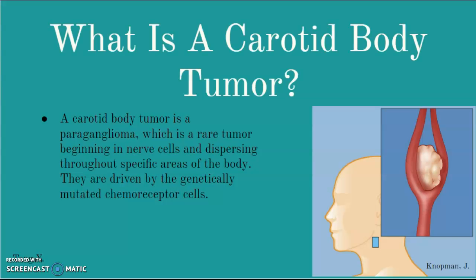So what exactly is a carotid body tumor? These carotid body tumors are paraganglioma, which is a rare, usually benign tumor that begins in the nerve cells and disperses throughout specific areas of the body. They are driven by genetically mutated chemoreceptor cells. And as we can see over here, they're typically located in this carotid artery bifurcation.